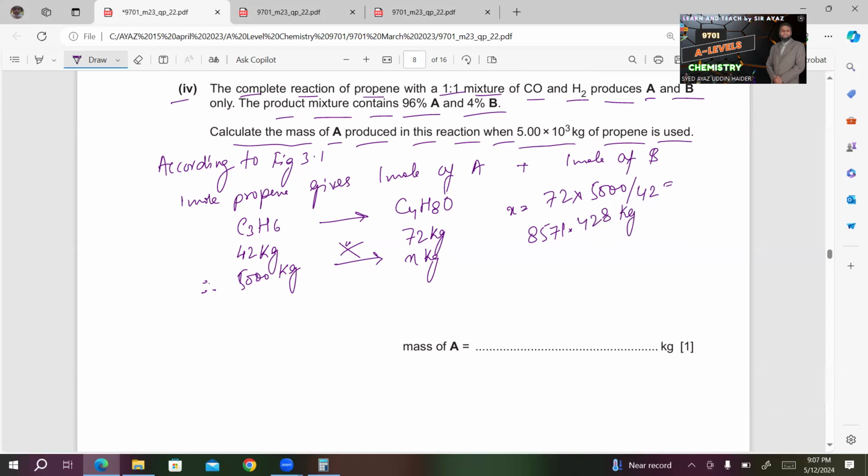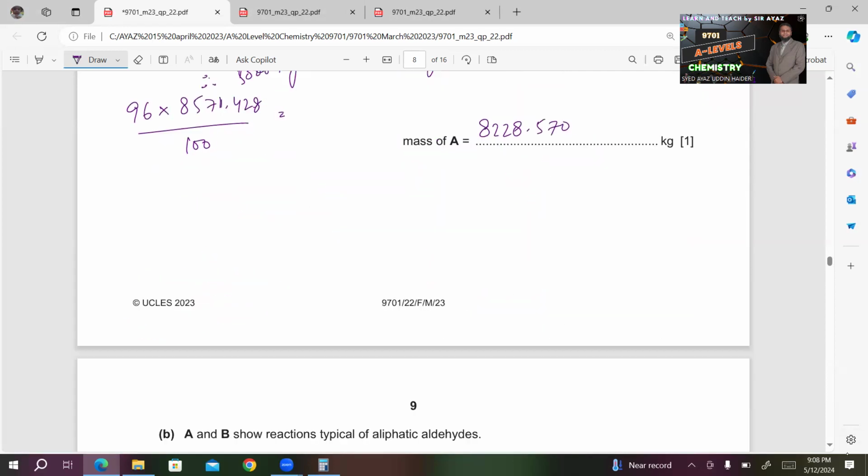Now what I will do, I will calculate the 96% of this, because they are saying in the question it's 96% A. They are getting 96% A. So 96% of A means we'll multiply 96 by 8571.428 divided by 100. So what we will get? The mass must be 8228.570 kg. This will be the final answer. Moving to next question.